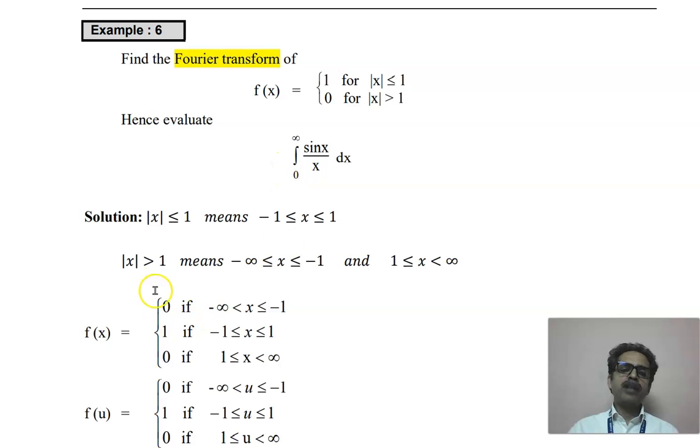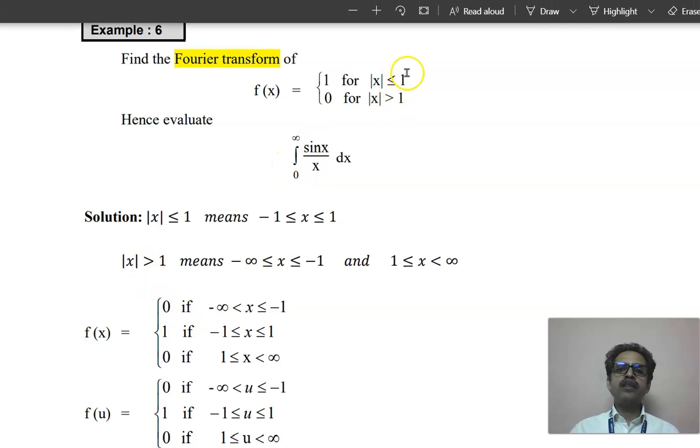Now first you have to understand what we mean by mod x less than or equal to 1. Note that mod x less than or equal to 1 means minus 1 less than or equal to x less than or equal to 1. And for the other interval, mod x greater than 1 means x is between minus infinity and minus 1, that is minus infinity less than x less than or equal to minus 1, and 1 less than or equal to x less than infinity.